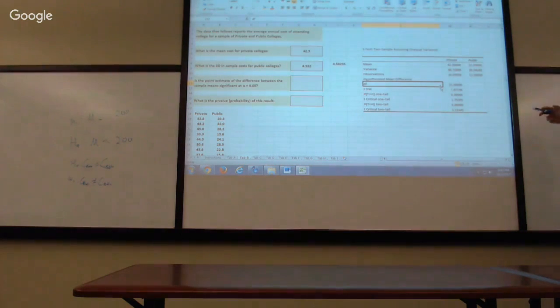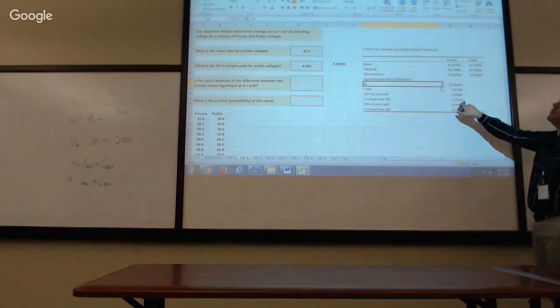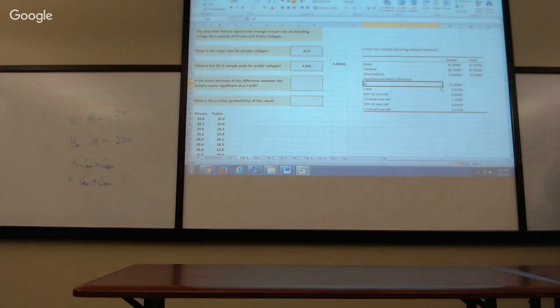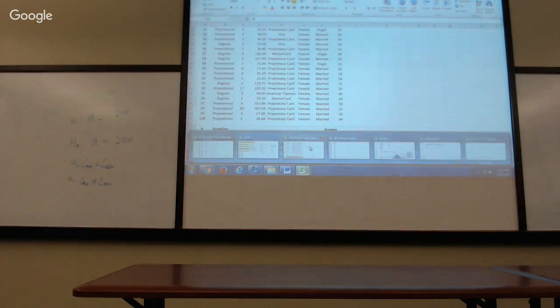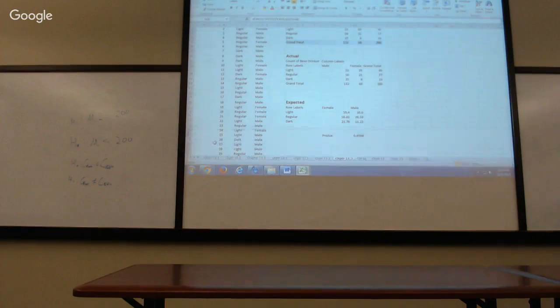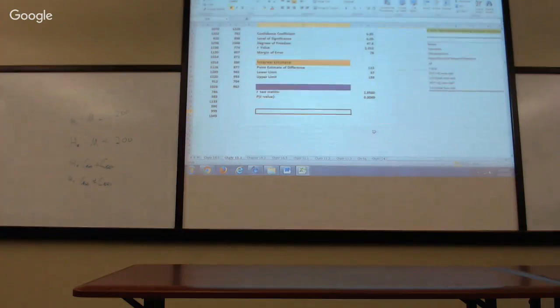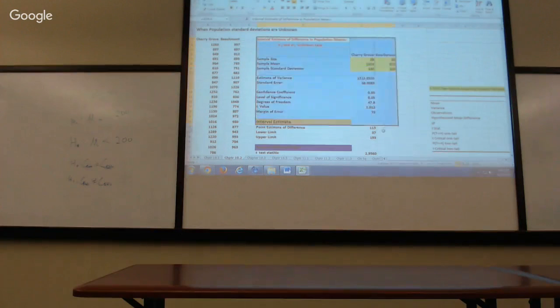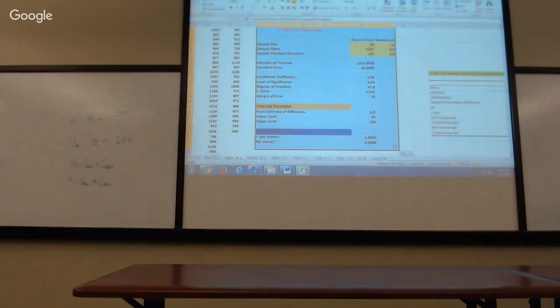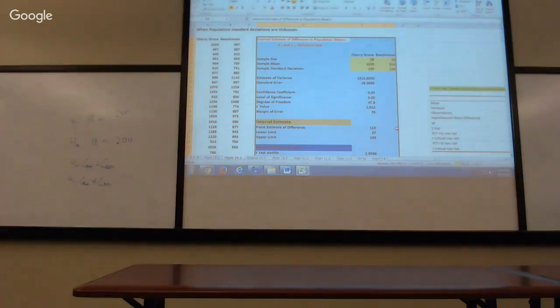There are two ways to solve this. This is the quick way. The quick way is by going into data and doing an actual t-test within data. In this one, we do not know the standard deviations of the two populations. So no.